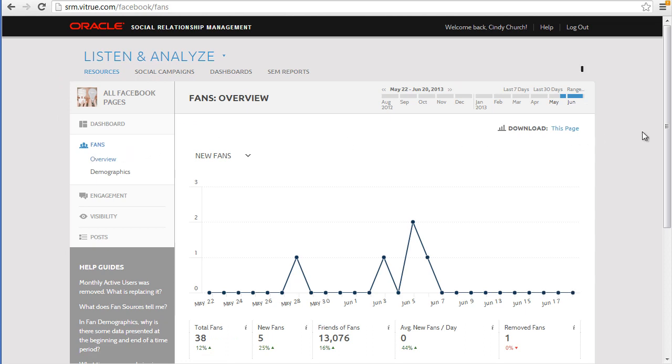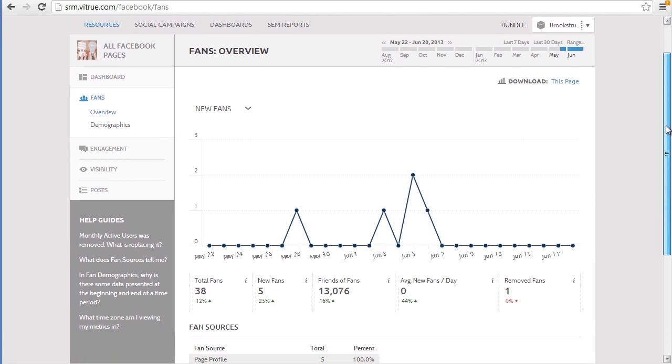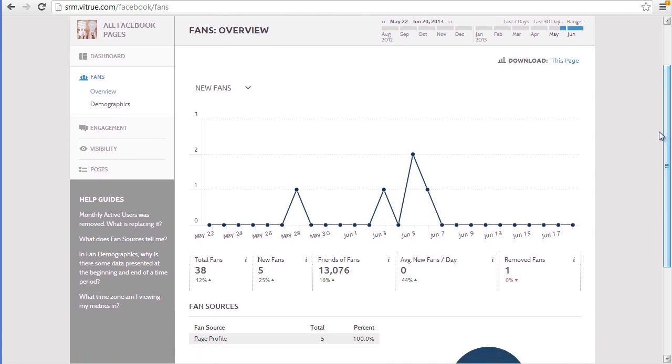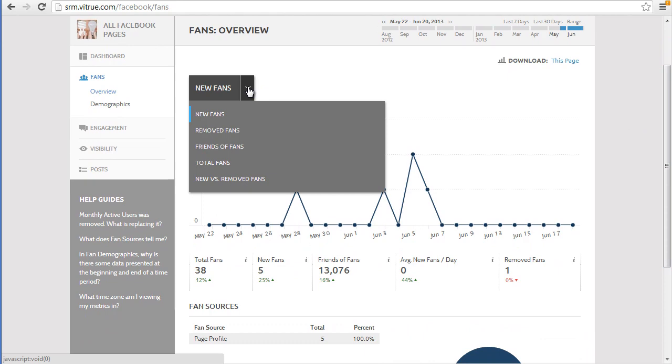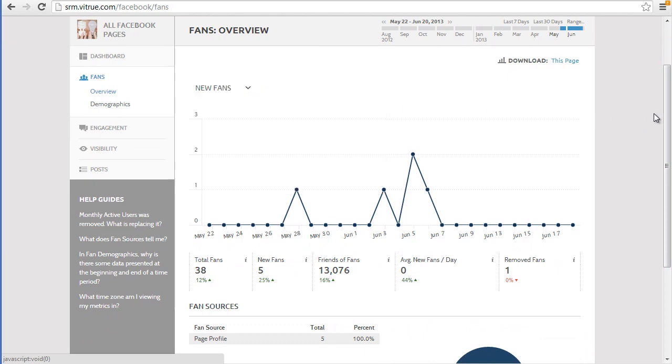The fans overview section shows a chart that tracks the growth of your fans, how they have reached your pages, and it tracks if they are liking your pages. The dropdown lets you view different types of charts.